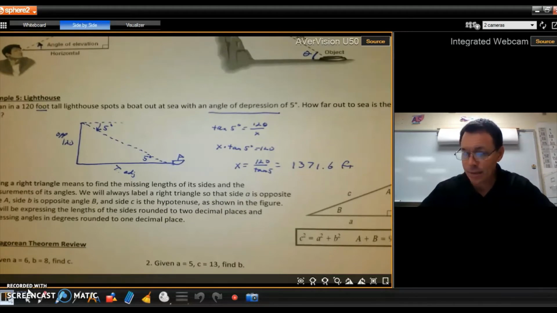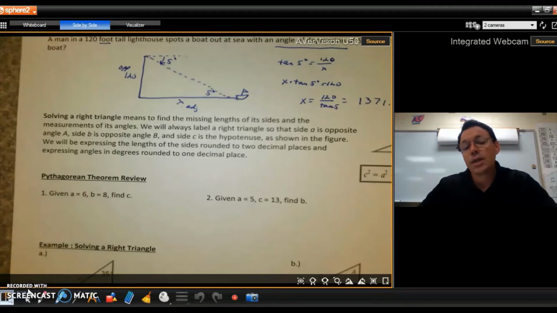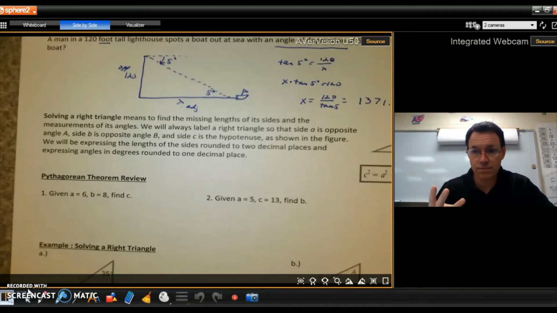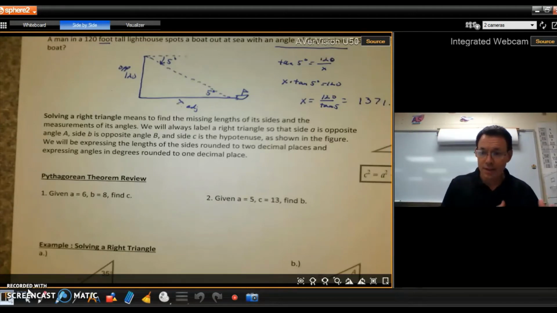Okay, now, once you know how to find missing parts of a triangle, you can do something that is called solving a right triangle. A triangle has 6 parts: you got 3 sides, you got 3 angles. To solve a triangle, they're going to give you 3 things. They could give you 2 angles and a side, or a side and an angle, something like that. And we're going to find the other 3. So we're going to find everything.